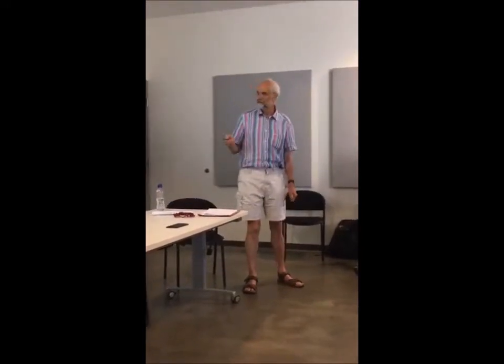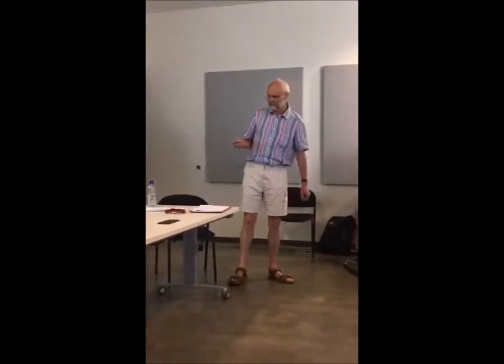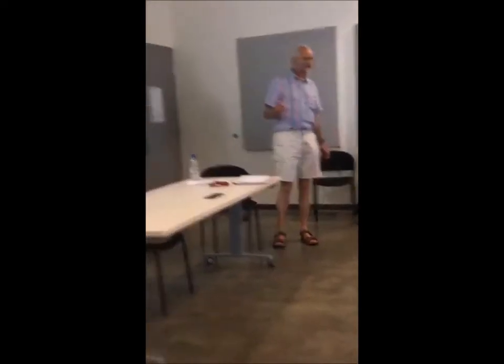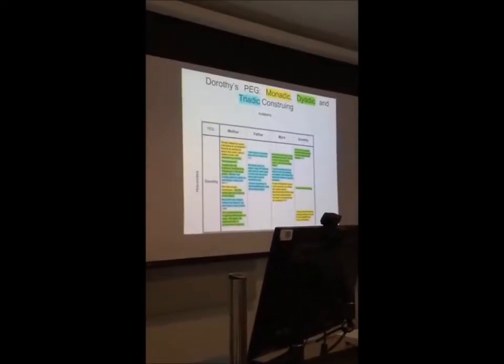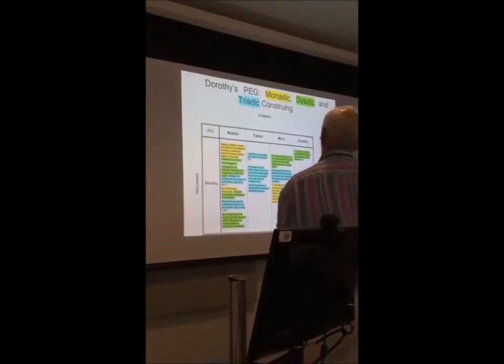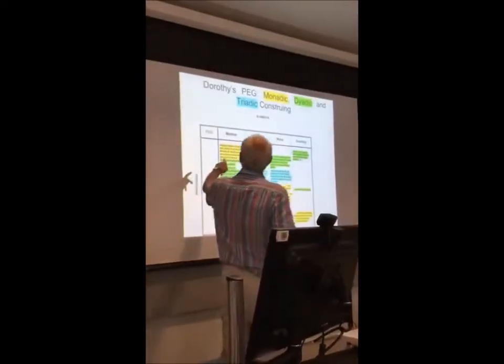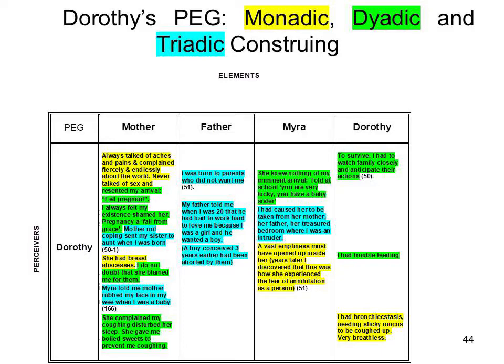So let's just have a look at the first grid I showed you from Dorothy again. We can classify these statements that she made. In yellow, we've got monadic. So we've got: my mother always talked of aches and pains and complained fiercely and endlessly about the world. Never talked of sex. Okay, monadic.